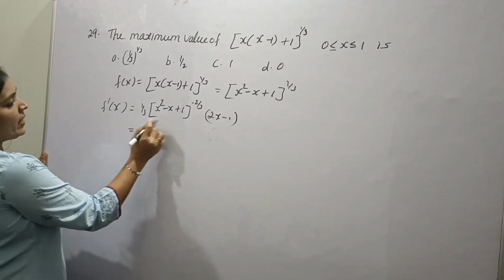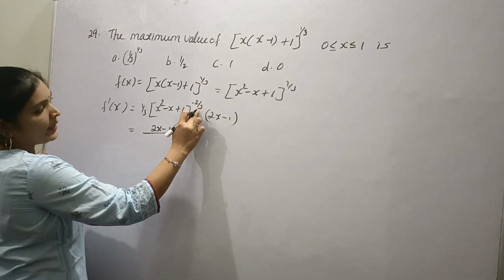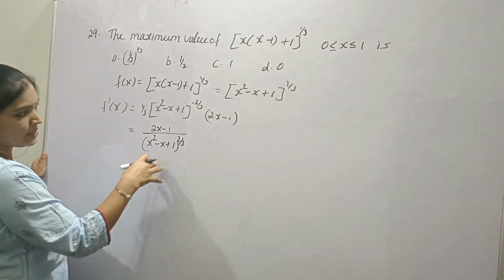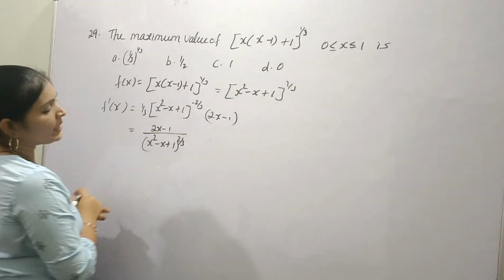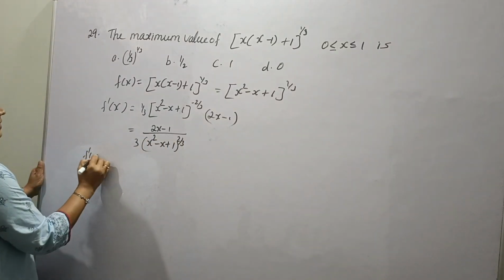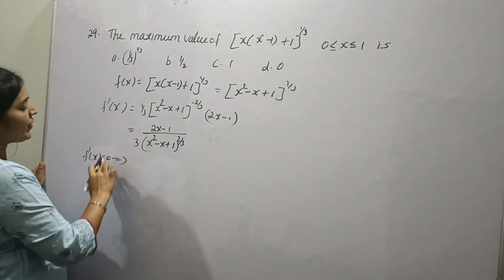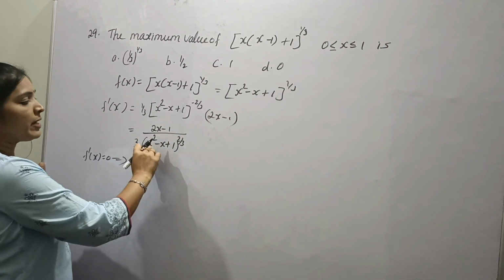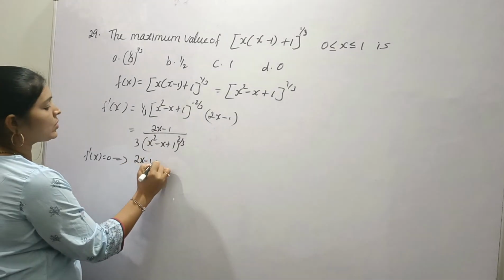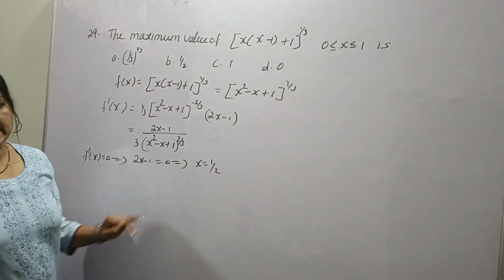Here we can write it as 1 by 3, 2x minus 1, and since it is minus 2 by 3, we can write x square minus x plus 1 whole raised to 2 by 3 in the denominator. So 1 by 3 is here. Then f dash of x is equal to 0, because we need to find critical points, right? So this implies 2x minus 1 is equal to 0. That implies x is equal to 1 by 2. Okay, we have got x is equal to 1 by 2.